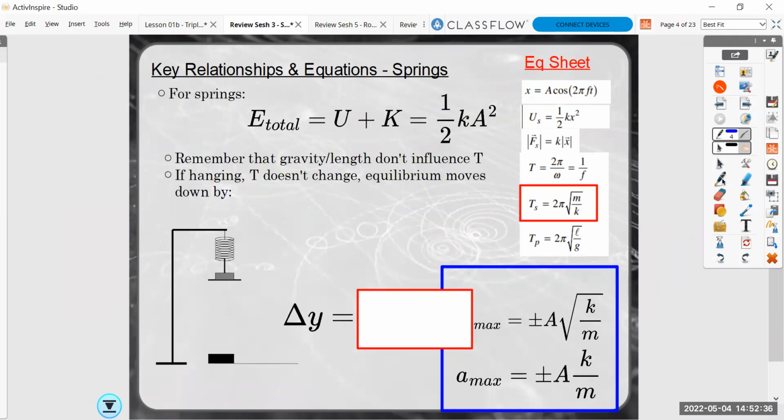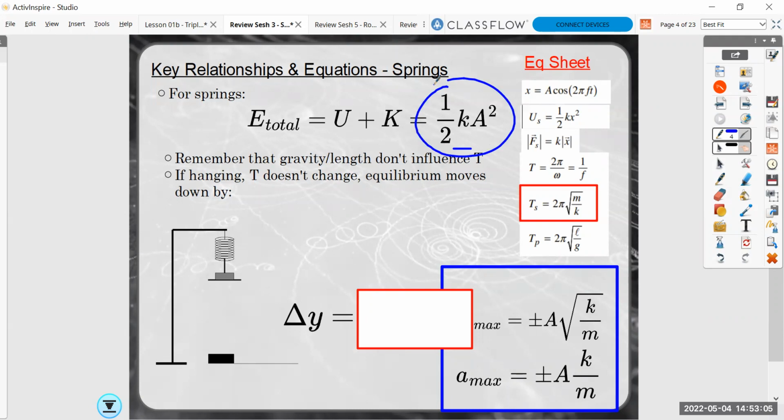For springs, remember that, again, the total energy is constant, same way it is for any simple harmonic oscillator. The easiest way to find the total energy for a spring is if you know the amplitude, because if you stretch that spring out to its maximum extent, the energy is all potential, no kinetic. And so if our amplitude is A, if our maximum stretch is A, well, then it's 1/2 kA squared is the total energy there.